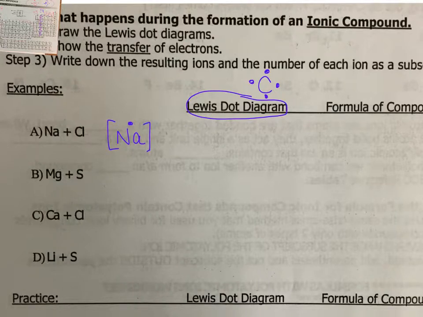All right, then we're going to draw chlorine. Chlorine's in group 17. How many does he get? 7. So 1, 2, 3, 4, 5, 6, 7. And put him in brackets. Okay, your first step is you show the transfer. So you're going to take this little electron and go boop, like that. So when I ask you on the test to show me the transfer, this is what I mean.